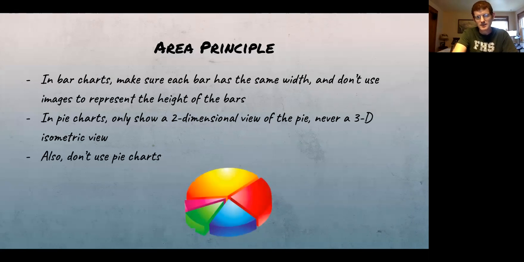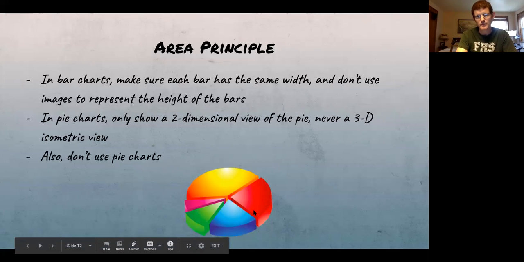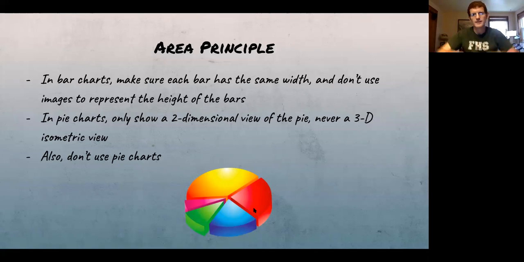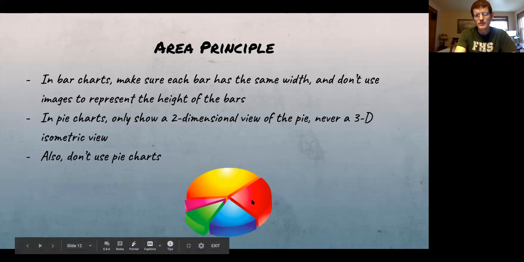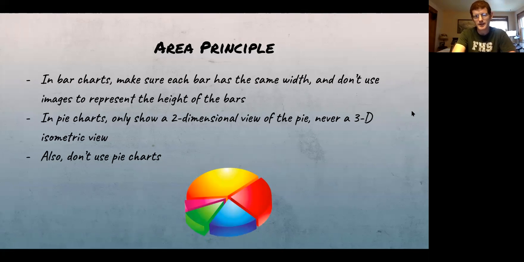This isn't the worst example, but this is an example of what not to do, because when you tilt something, it skews the way our brains see the relative differences. These two might appear to be a lot closer than they really are, not in volume, but in area on the surface.